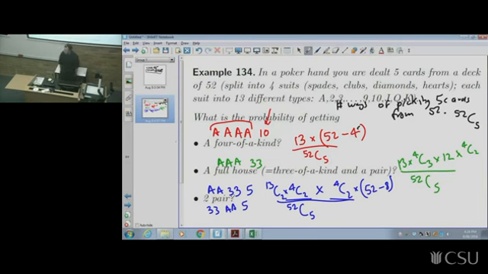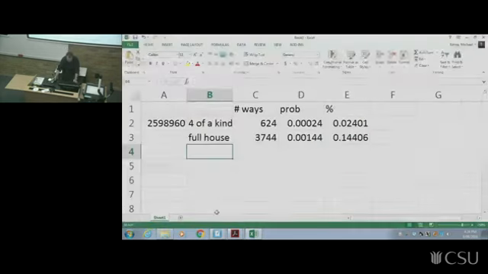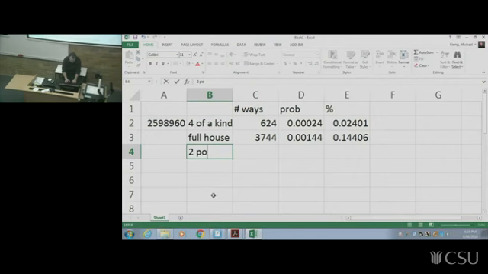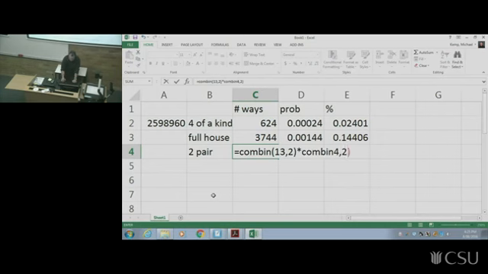That one's trickier, it certainly is. So let's try this, the 2 pair. I've got 13 choose 2 for the 2 numbers that are going to be the 2 pairs, multiplied by 4 choose 2 ways of getting the suits for the first pair, times 4 choose 2 for the second pair, and multiplied by 52 minus 8 to pick up the last card.